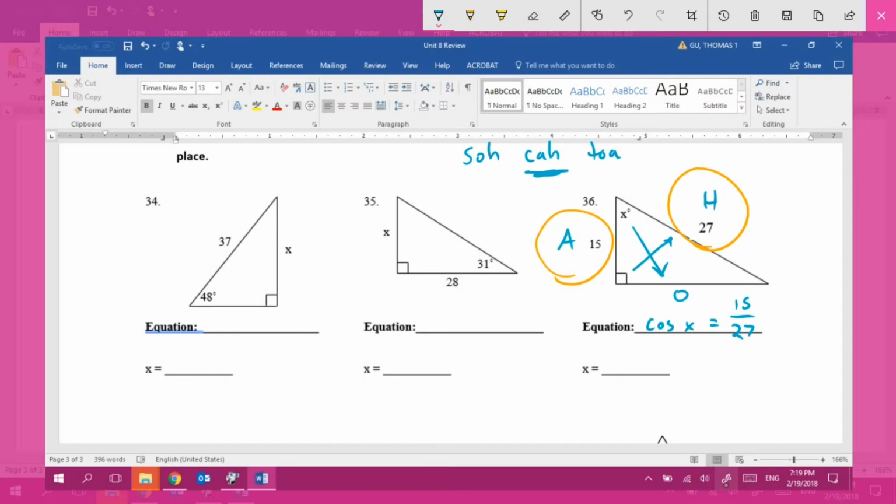Now from here, we need to take the inverse cosine of both sides to get the x by itself. So x is going to equal the inverse cosine of 15 over 27. Put that in your calculator. We're rounding to the tenth, so inverse cosine of 15 divided by 27. And it's going to be 56.3 degrees. My calculator gave me 56.251, whatever. We're rounding to the tenths, right? What's the number after that? That's the 5. Is it 5 or greater? Yes. Then we round up to 56.3. Alright, so my answer is 56.3 degrees.